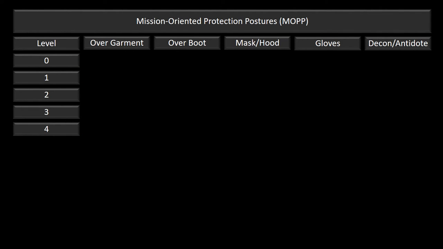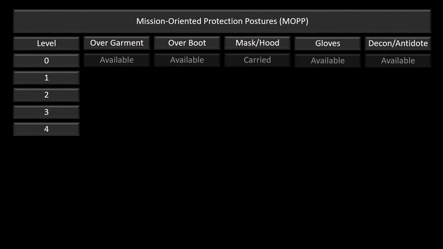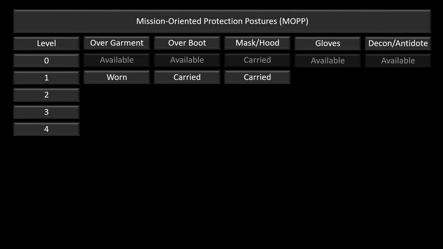So talking about MOP level 0, our suit is going to be available. Our boots are going to be available. Our mask is going to be carried. We'll always carry the gas mask when we are in any MOP level. Our gloves will be available, and our antidote will be available. When we go into MOP level 1, we are now going to wear our suit. We are going to carry our boots, our mask, our gloves, and our antidote.